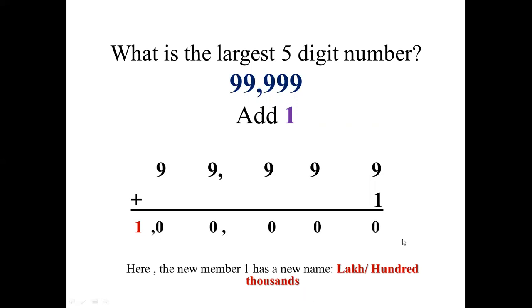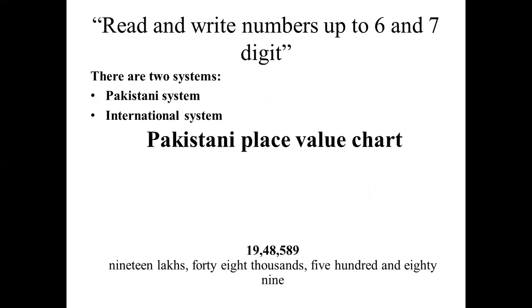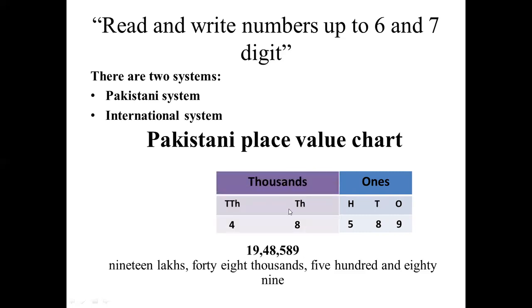Now there will be two possibilities. When we move towards a 6-digit number, we have two systems over here. Number 1 is the Pakistani system, and another one is the international system. First, we are going to consider the Pakistani place value chart. In the Pakistani place value chart, the first period is the same as in the 5-digit number. That means the first member is unit, or you can say ones, then we have tens, hundreds. The next one is thousand, in which there are two members, 1,000 and 10,000.